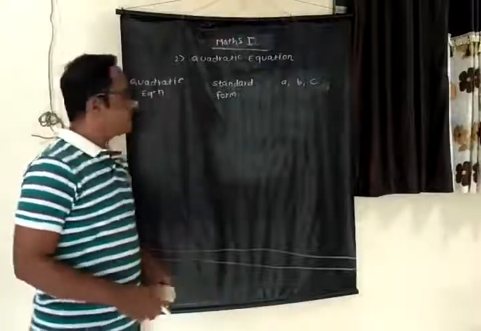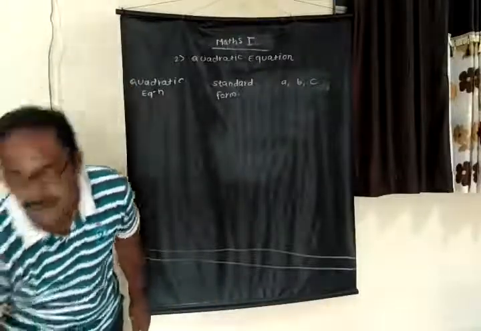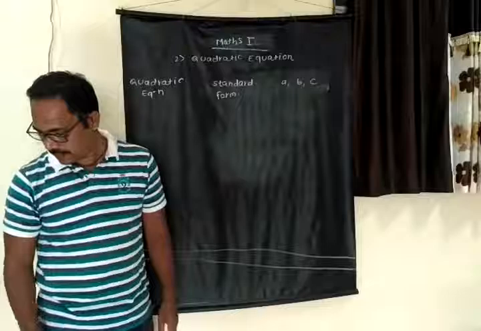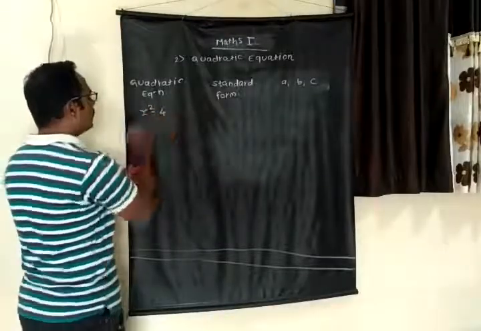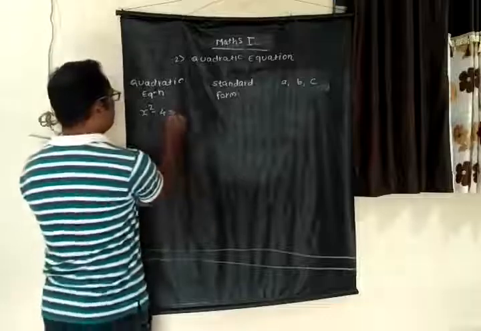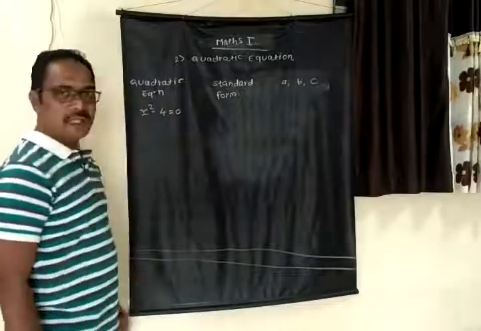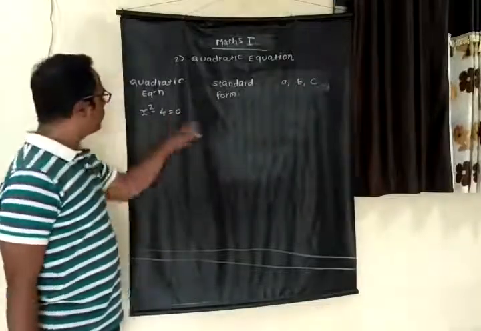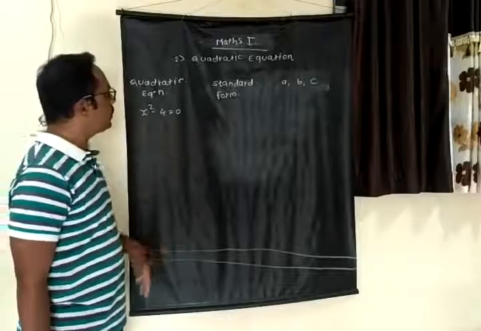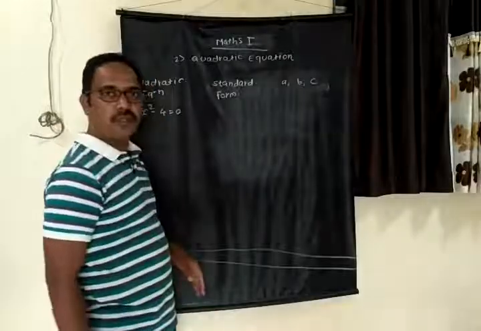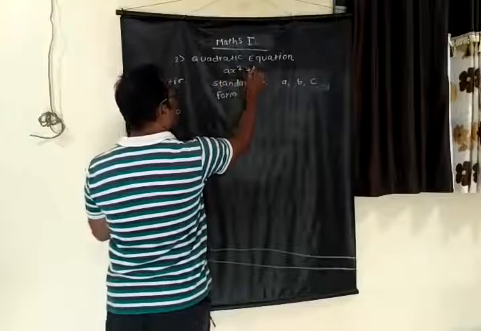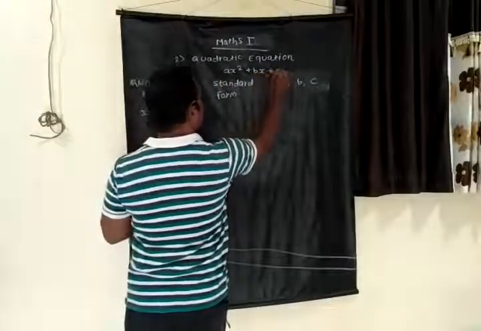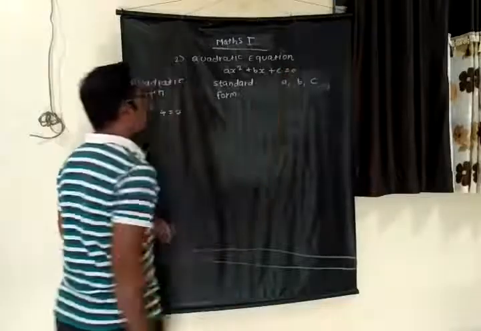The first quadratic equation given in our activity is like as x square minus 4 is equal to 0. This is a quadratic equation. Now we are going to convert this quadratic equation into a standard form, and we know the standard form of a quadratic equation is ax square plus bx plus c is equal to 0.